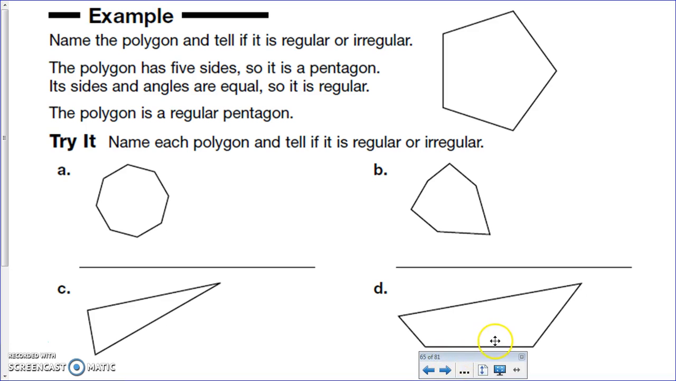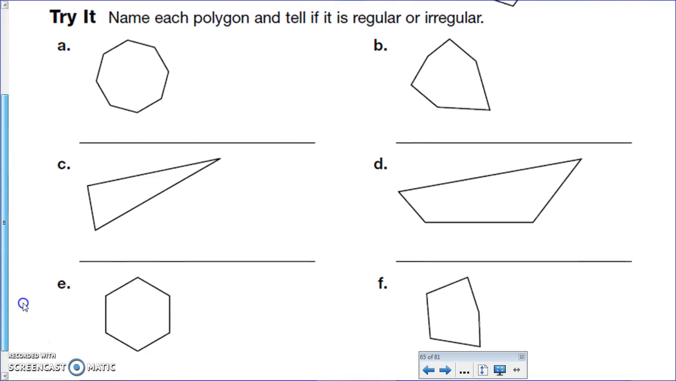Example, name the polygon and tell if it is regular or irregular. The polygon to the right has 5 sides, so it is a pentagon. Its sides and angles are all equal, so it is a regular polygon. So the polygon is a regular pentagon. Try it. Name each polygon and tell whether it is irregular or regular.